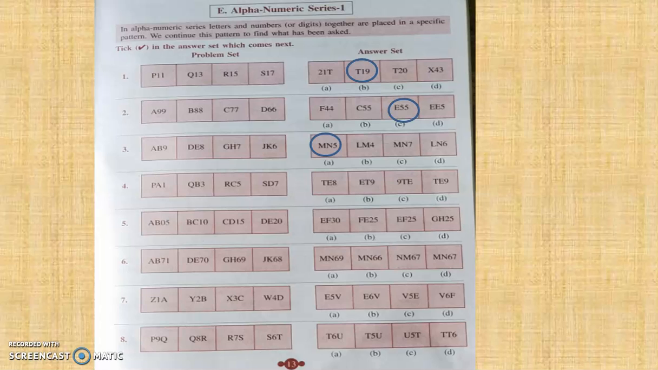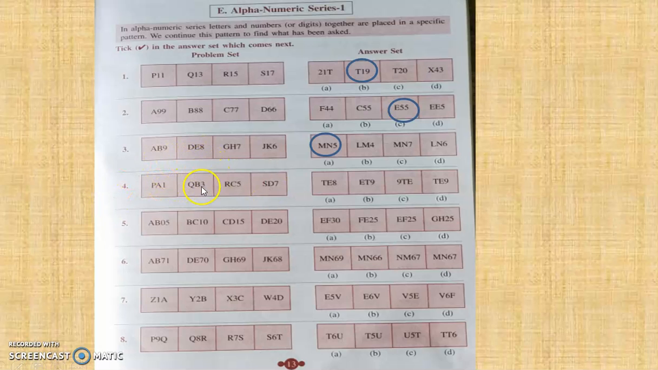Likewise, you have to check the numbers first, or else the letters first, whichever is convenient for you. After that, you can continue with the next one. See, in this, I'm just going to go in reverse order. First, I'm going to check the number, because in this the numbers are very small, right? So I can easily identify the difference.